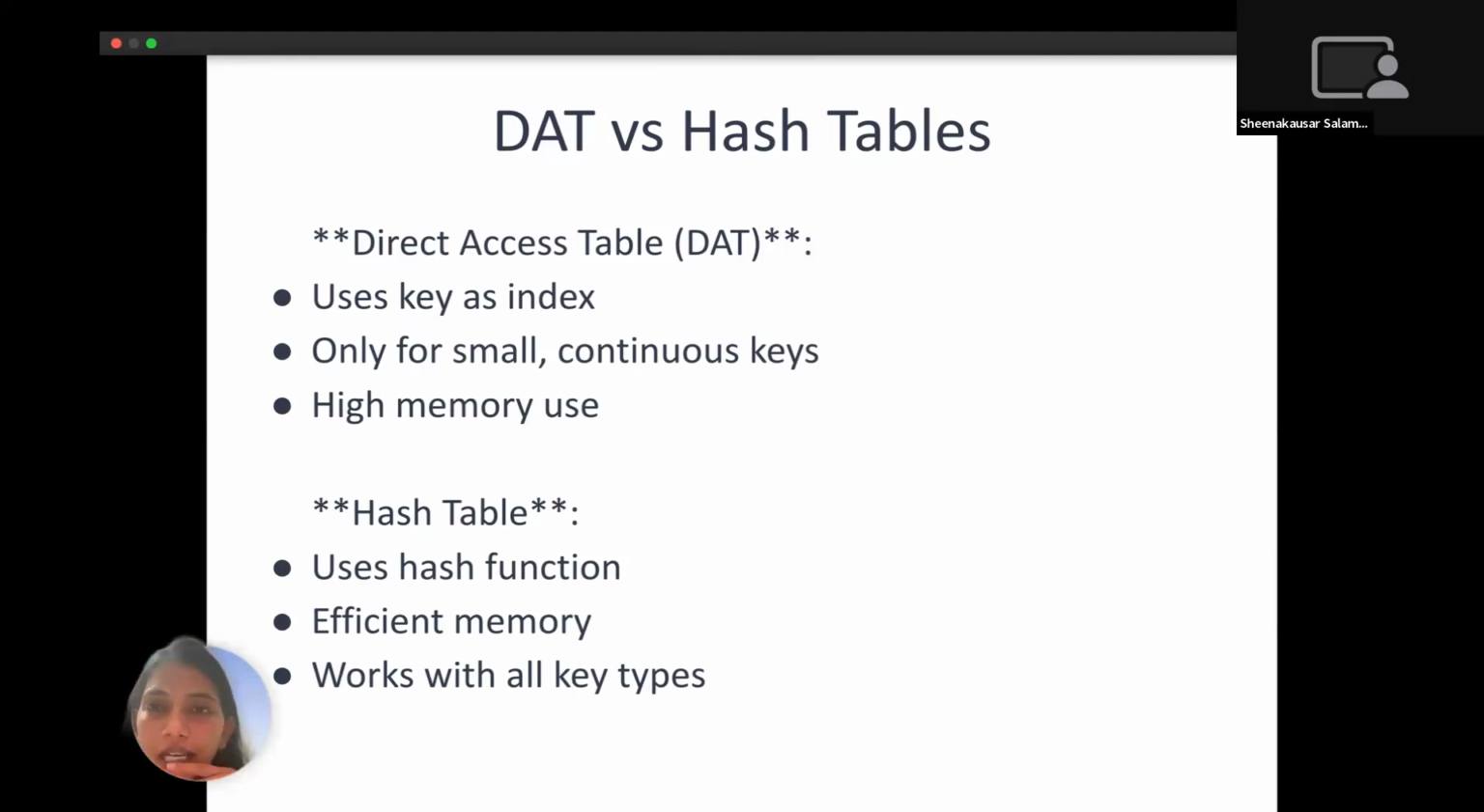Let's start with the direct access table. A direct access table stores data by using the key directly as the index in an array. For example, if we have key equal to 50, we store it at index 50 in the array. The limitation is that we need large memory if keys are spread out. For example, if the key is 999,999,99, you would need an array of size 10 million. It also works only with integer keys, so it's not practical for non-continuous or string keys.